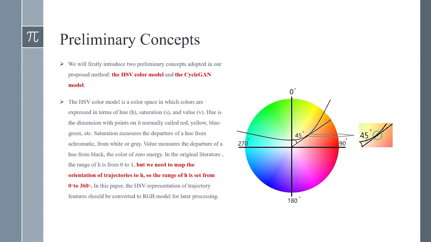In the original model, the range of each is from 0 to 1, but we need to map the orientation of trajectory to each. So the range of each is set from 0 to 360. In this paper, the HSV representation of trajectory feature should be converted to RGB model for later processing.